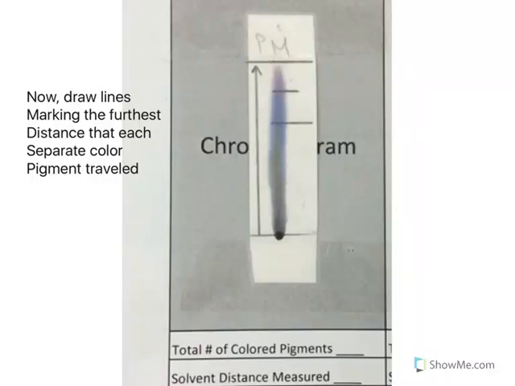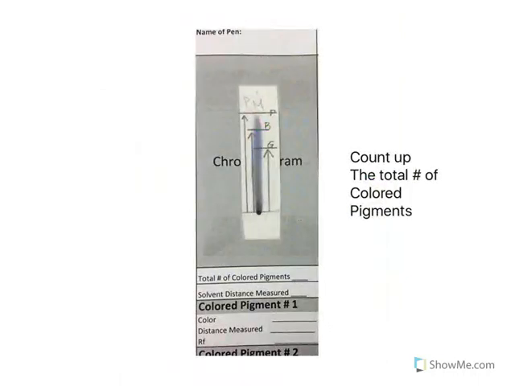So now what you want to do is draw lines that mark the furthest distance that each separate color pigment traveled. So we know that they all started as black ink down here, but as they dissolve, the process of dissolving helps separate the different pigments. So my different colors were green right here, blue right here, and then my top color was purple. Then what I'm going to do is just count up the total number of pigments that I have, and I have 3, and I'm going to record that on my sheet right there. So this particular ink separated into 3 separate pigments.